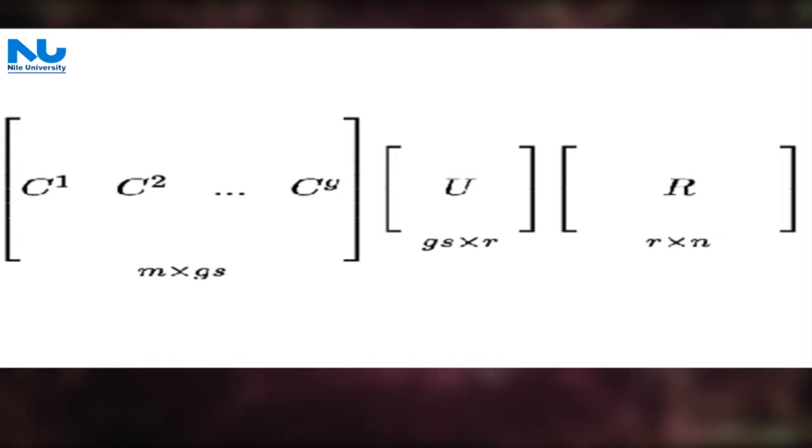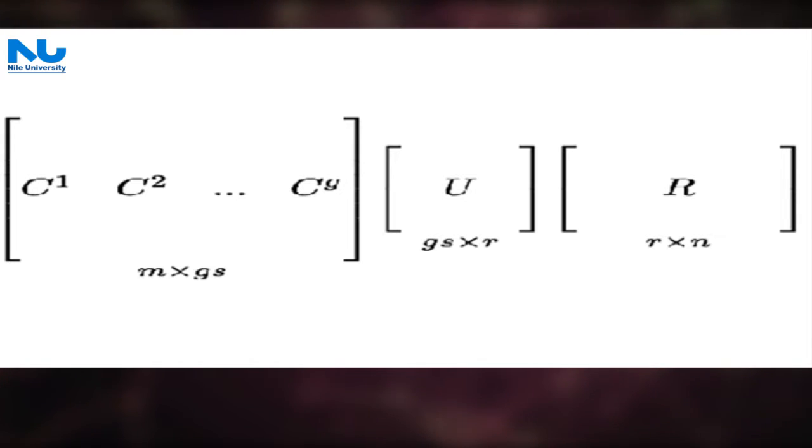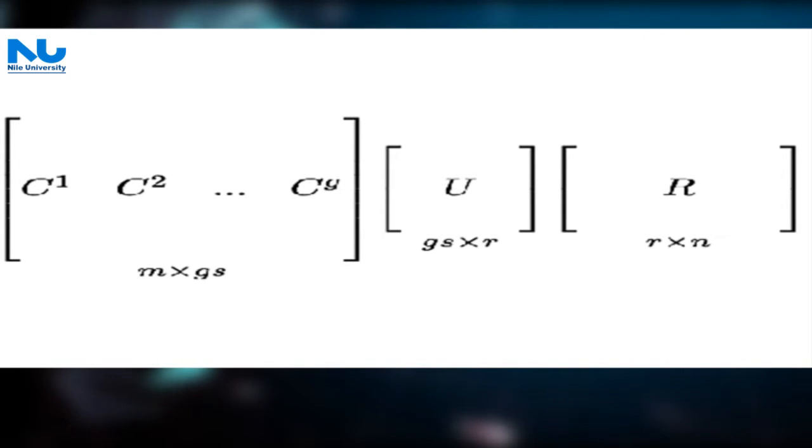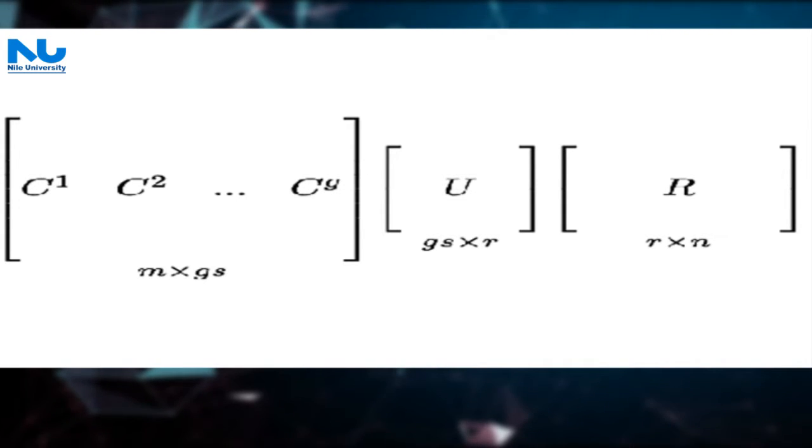And now we will discuss the QR decomposition technique. This technique depends on three matrices. The first matrix is C, which depends on the number of columns in the data. U is the middle matrix, and R is a matrix which depends on the number of rows of the data.